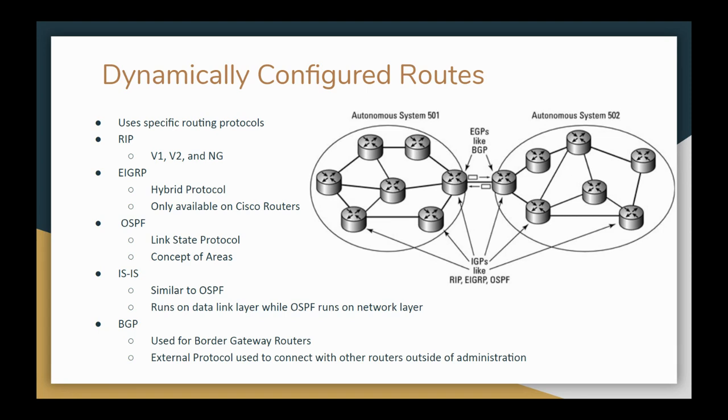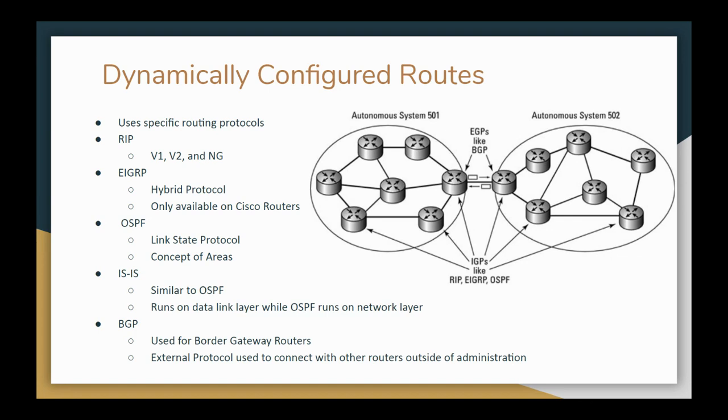V1 is a classful protocol, meaning that the entire network has to have the same subnet mask. V2 is a classless protocol, meaning that it allows VLSM and carries subnet information. RIP-NG is the same as RIP-V2, except it uses IPv6 addresses.